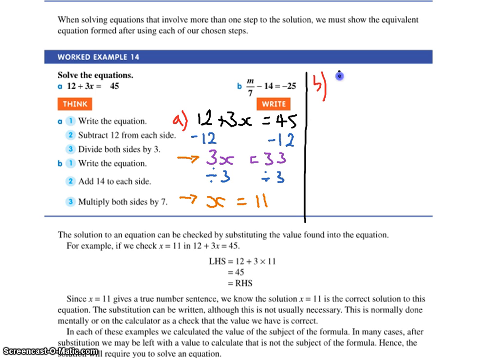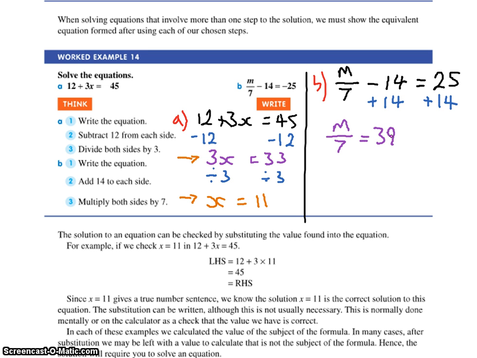Right, next one. m over 7 minus 14 equals 25. How do we undo them? First thing we do is add 14 to each side. You'll notice I write it underneath the thing that I'm doing it to, like I wrote it underneath the 12 in the first question. I'm writing it underneath the 14 now. It's not essential, but it does make my life easier. So that will leave me with m over 7 equals 39.